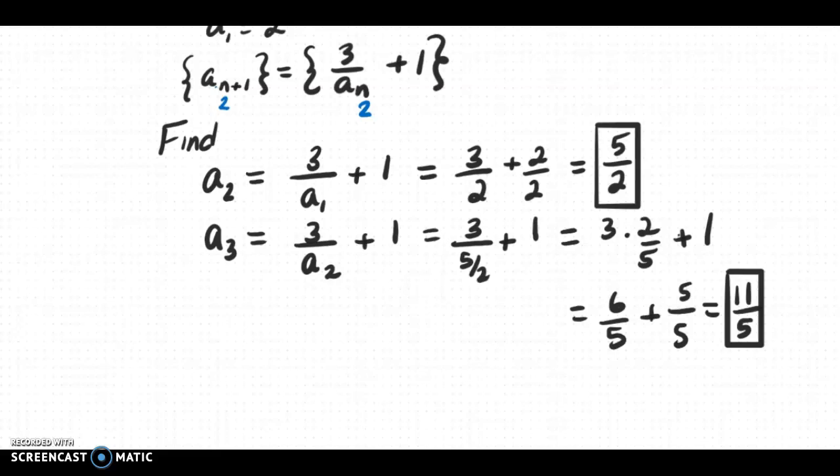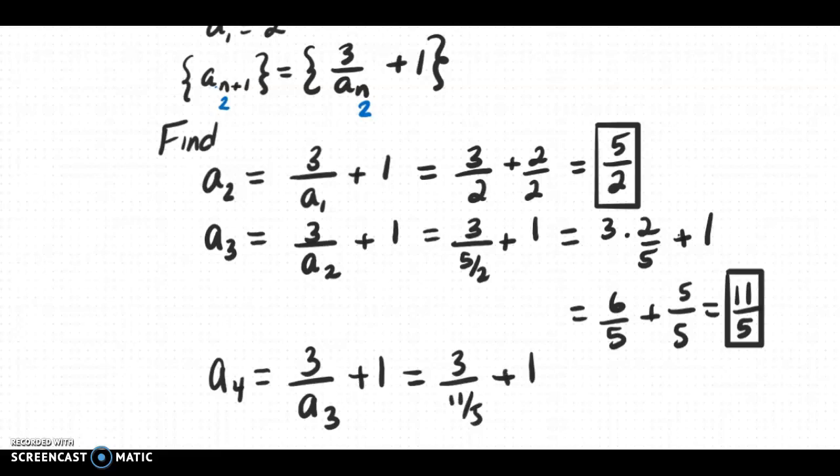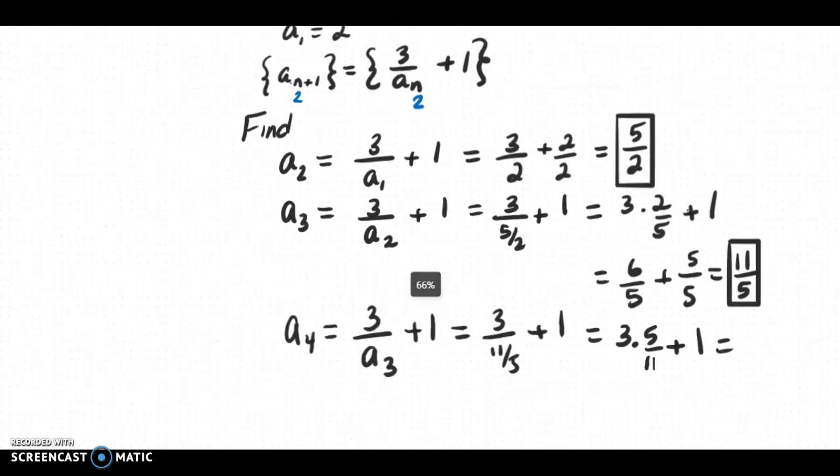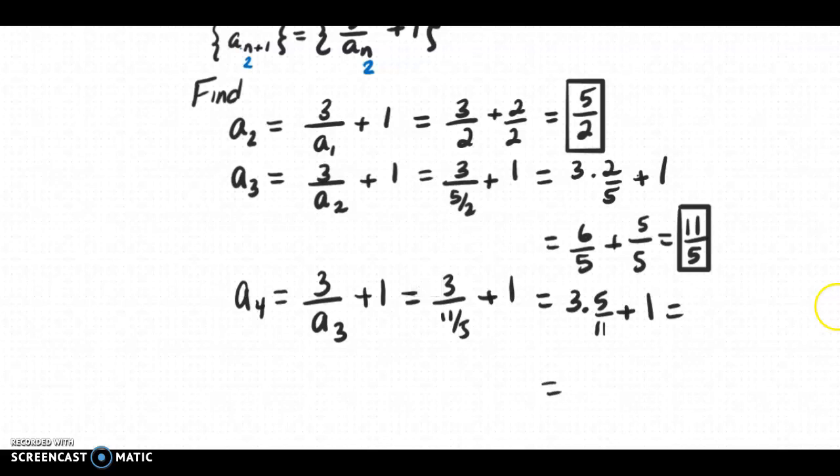And I continue that pattern. So now a sub 4 would be 3 divided by a sub 3 plus 1. And my a sub 3 was 11 over 5. And so 3 divided by 11 over 5 is the same as 3 times 5 over 11 plus 1. And so I get 15 11ths.